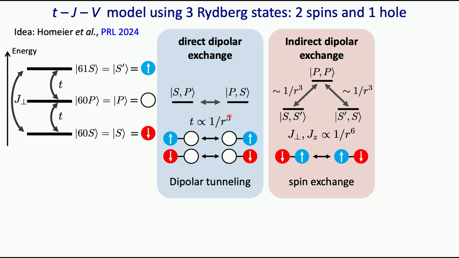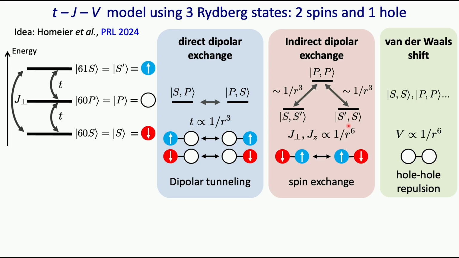Second, we can also have a spin-spin interaction, because now you've got a second-order process which allows you to go from the state 60S to the state 61S, going off-resonantly to the state PP. Both atoms are in a state PP, but each of the couplings is a 1/r³, and therefore in perturbation theory, it will lead to a 1/r⁶ coupling between the 2 spins. So you also have an exchange here, but between the spins, and it's now a 1/r⁶.